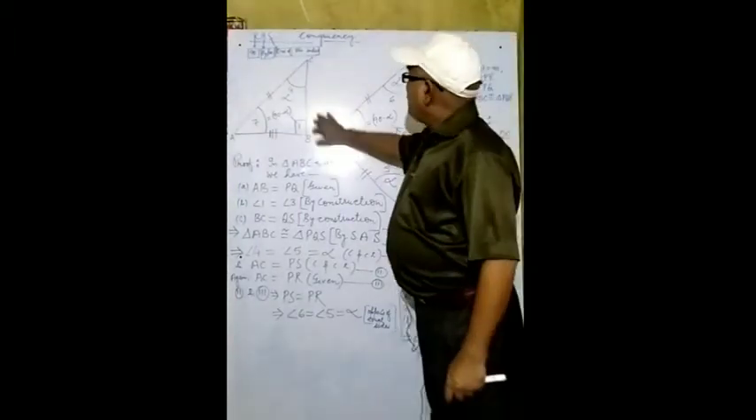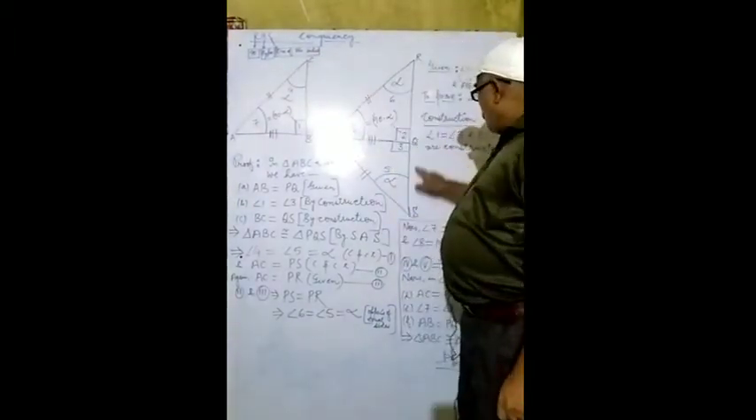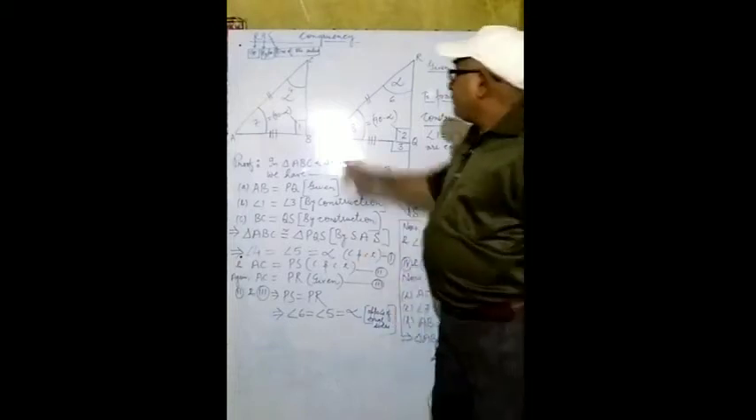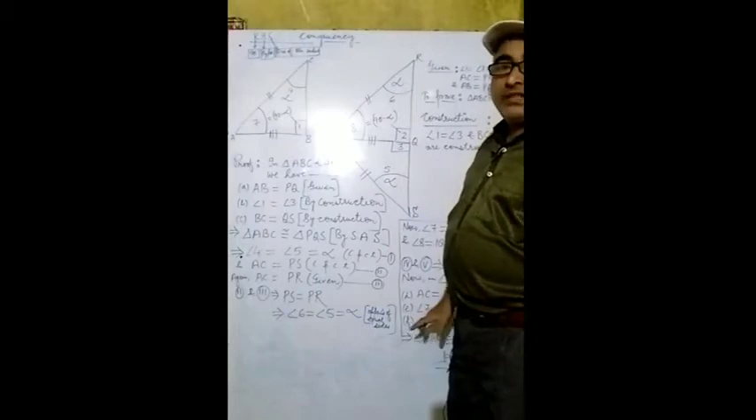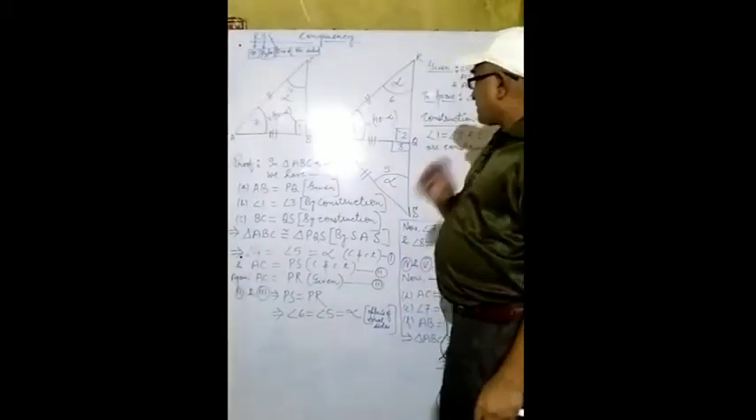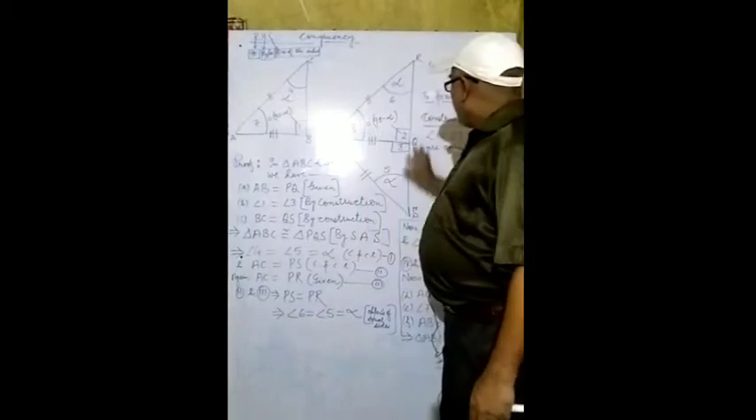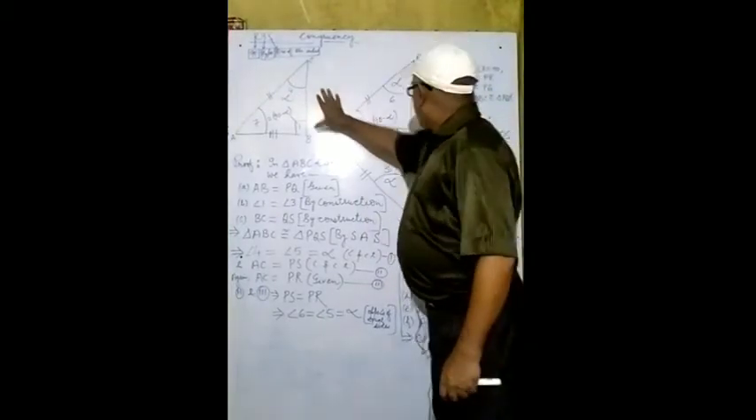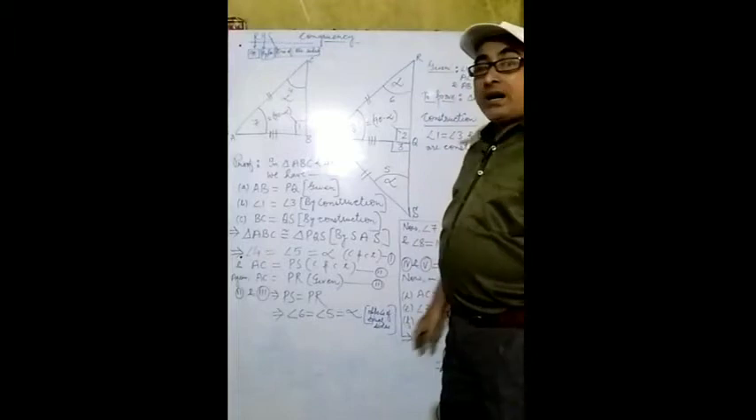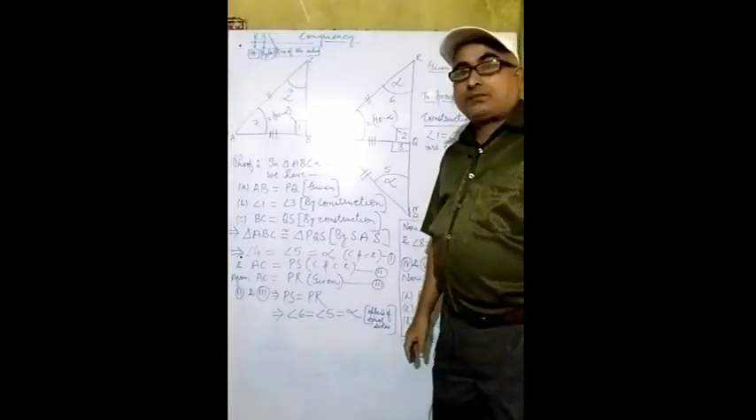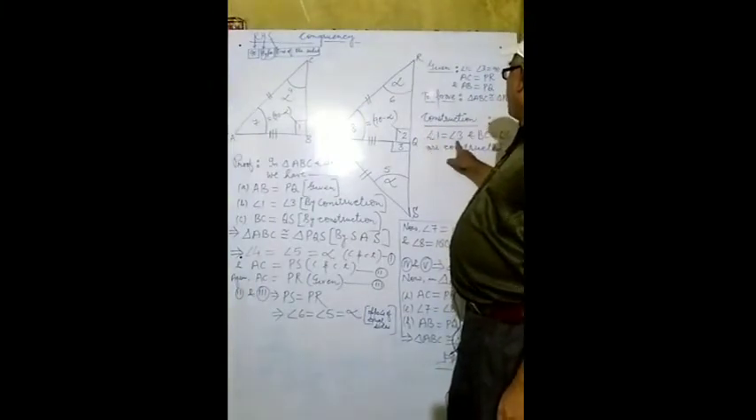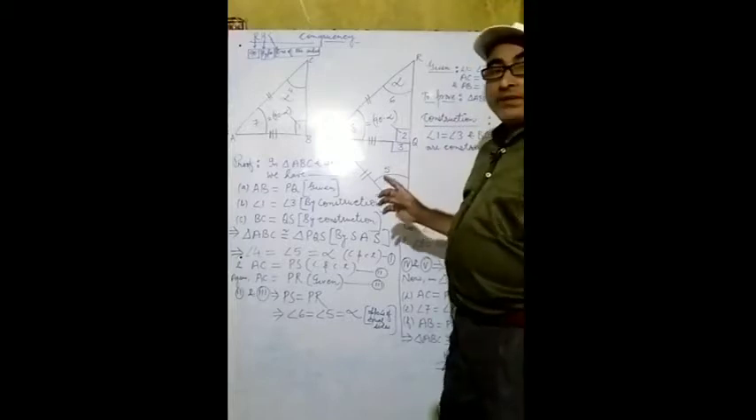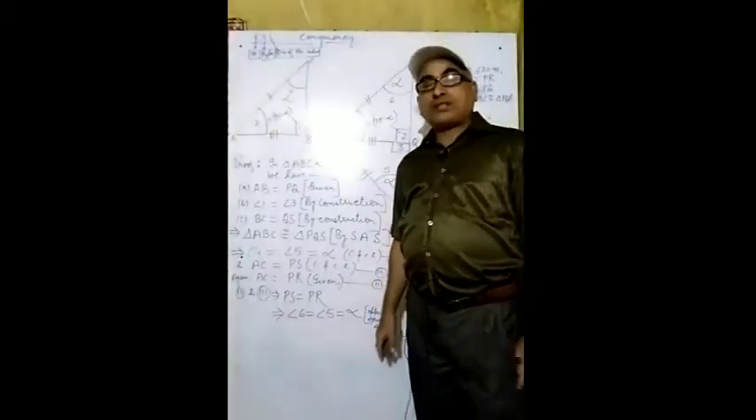Again, BC equal to QS will be drawn here. BC equals QS will be taken. These are two parts of construction. Firstly, this angle is equal to this angle, and this BC equal to QS are constructed. And it is noted down here, part of construction is angle 1 equals angle 3, and BC equals QS are constructed. This is the part of the construction.